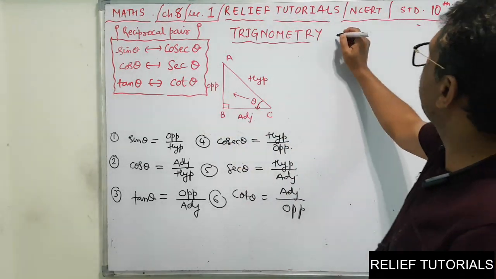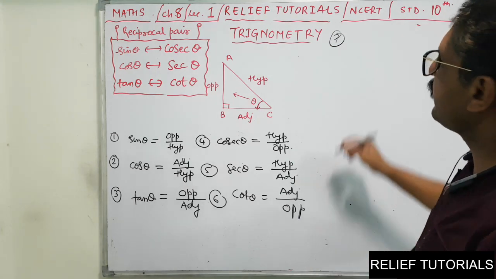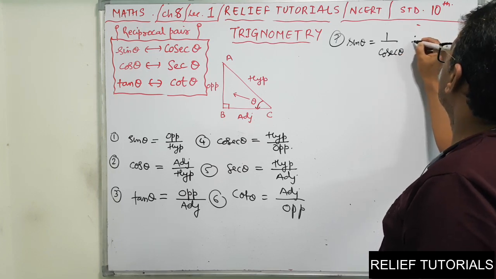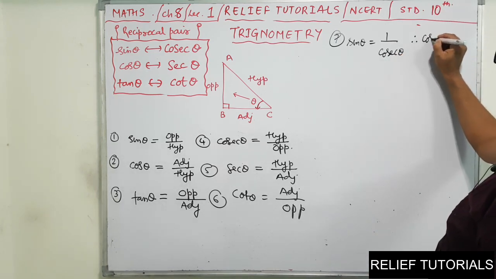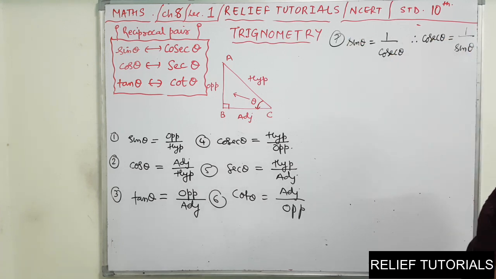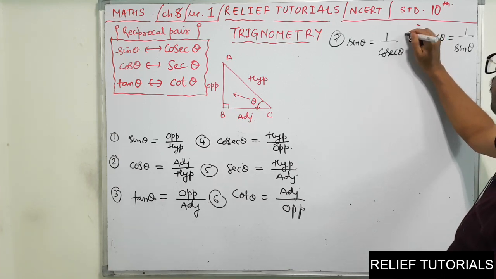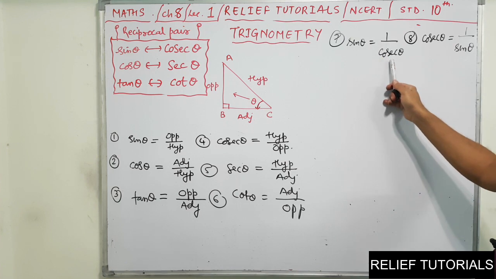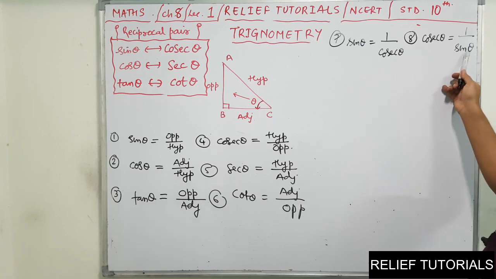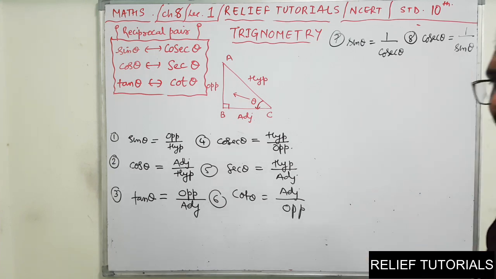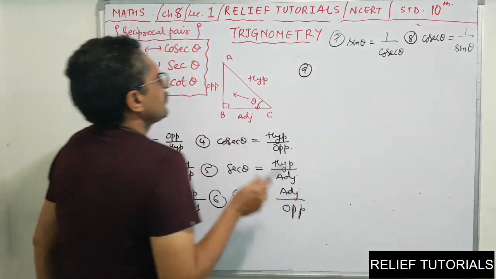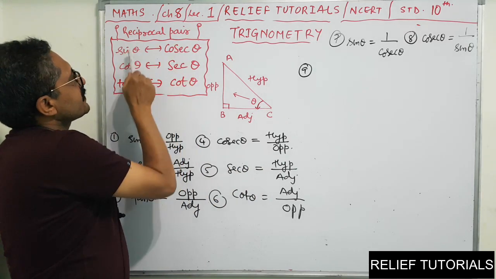So that was 6 formulas, now I will write 7. Sin theta is equal to 1 upon cosec theta. So therefore cosec theta is equal to 1 upon sin theta. Now 8. What does it say? Sin theta is equal to 1 upon cosec theta. If cosec here is division, when it goes to the other side, it becomes multiplication, and the sin comes here as division. Mathematically also you can understand this. Clear? Have you got it?